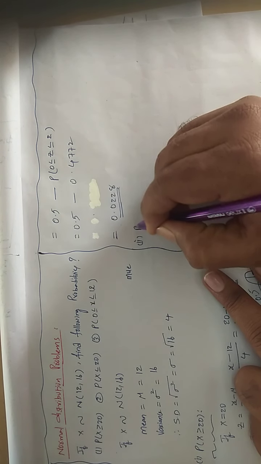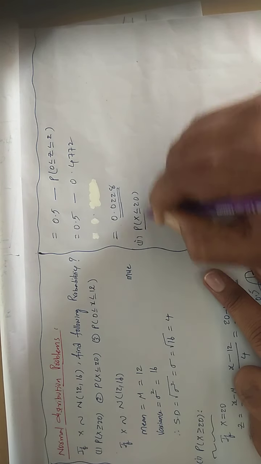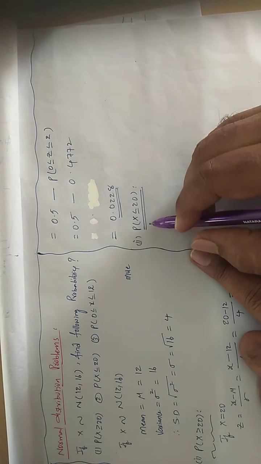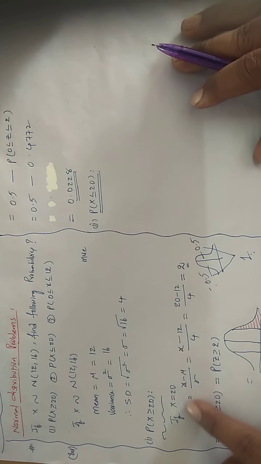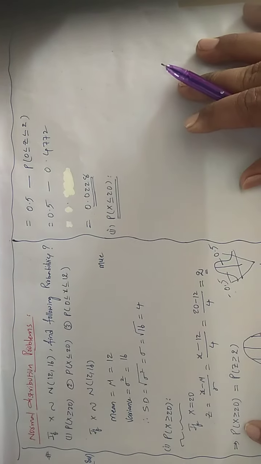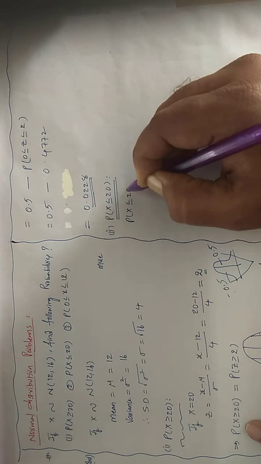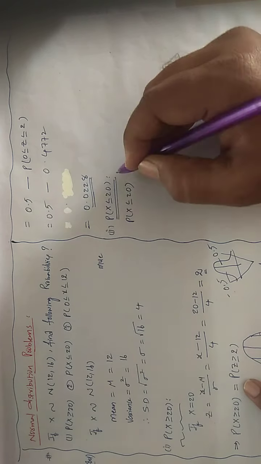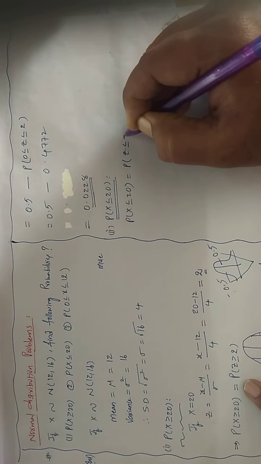So what is that? Probability of x taking less than or equal to 20. All values are with you, but the picture is going to change here. As usual, we already know, if x is equal to 20, what is the z value going to be? 2. Okay. Then directly I am writing this: probability of x taking less than or equal to 20 becomes probability of z taking less than or equal to 2.